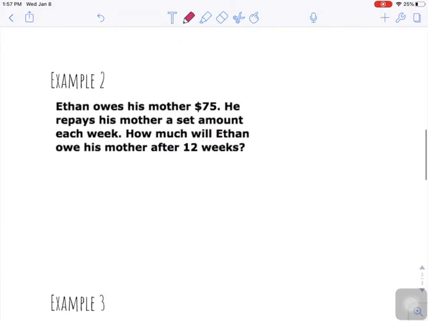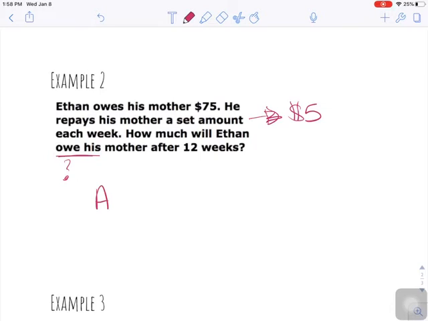All right, let's try another one. Example 2, Ethan owes his mother $75. He repays his mother a set amount each week. And we want to figure out how much Ethan will owe his mother after 12 weeks. So let's say that this set amount, he pays his mom $5 every single week. So let's use some variables. We don't know yet how much he's going to owe her, so let's use a variable. Let's say A for amount.